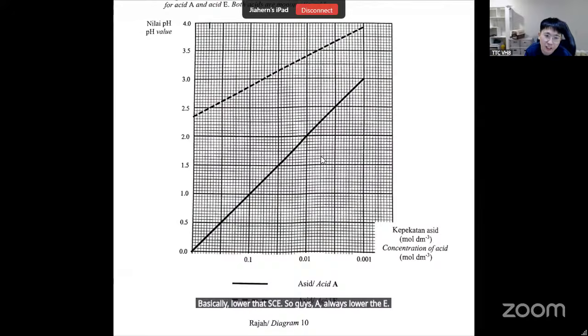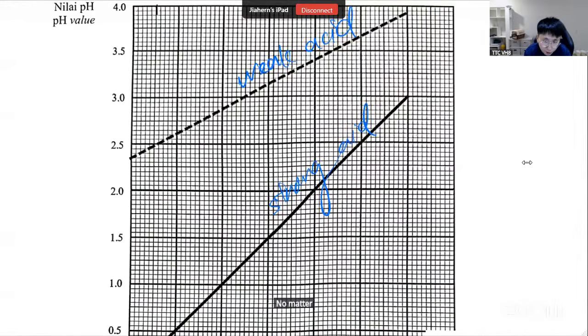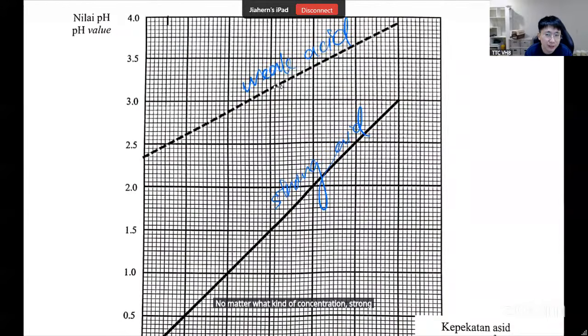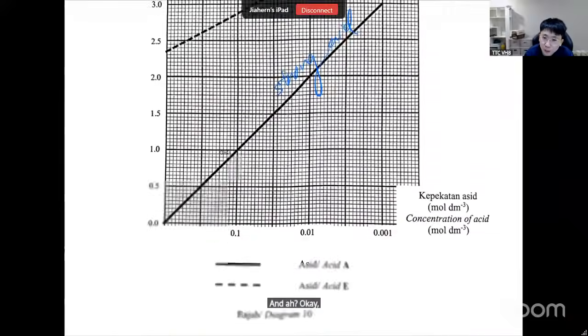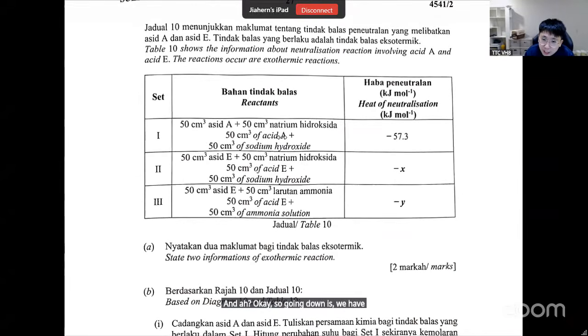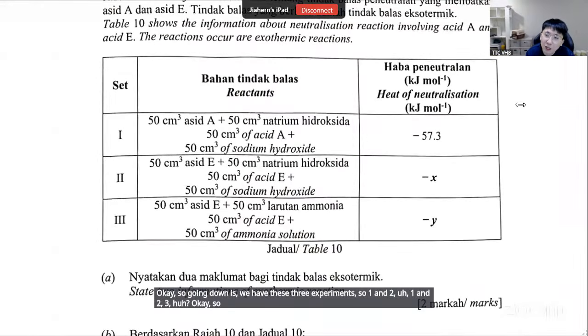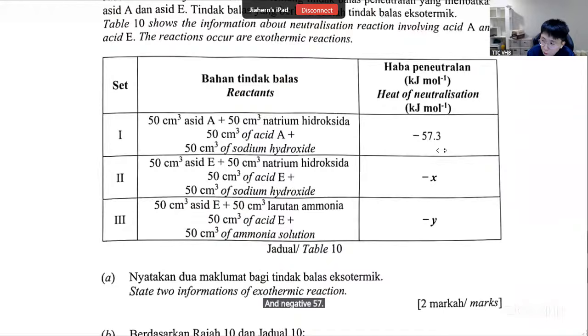So what is A? What is E? Basically A is strong acid and E is weak acid. Because based on pH, no matter what concentration, strong acid always has lower pH than weak acid. Okay, going down, we have these 3 experiments. So 1, 2, 3, we have heat of neutralization of -57.3 kilojoule per mole.